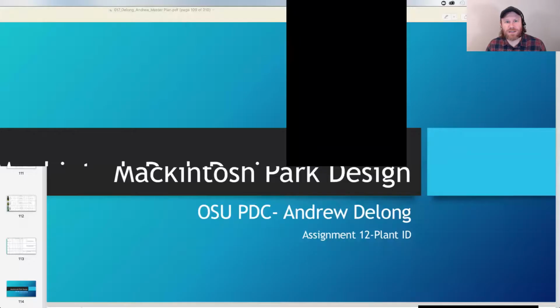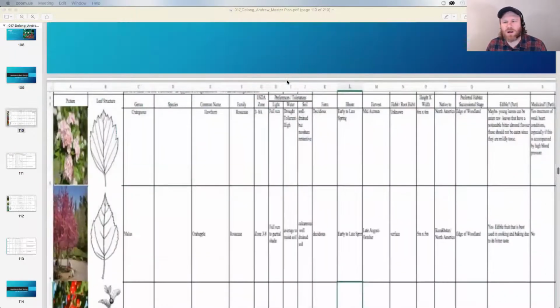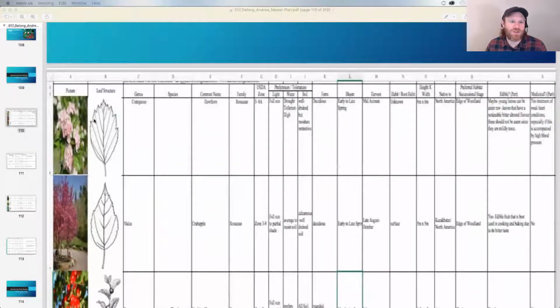So I want to start off here with a nice example that I really appreciated. So this was, again, we've seen Andrew DeLong's work from Calgary before. And Andrew, for me, has started to set the standard for this work, because he did what I wanted to see people do all the time, which is add in the photo, add in the leaf structure, and then really start to fill this out.